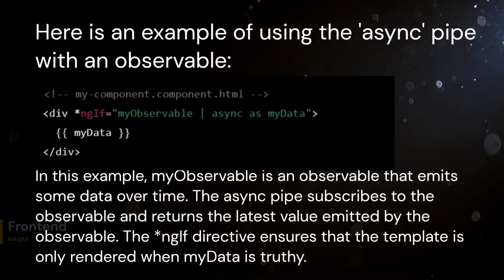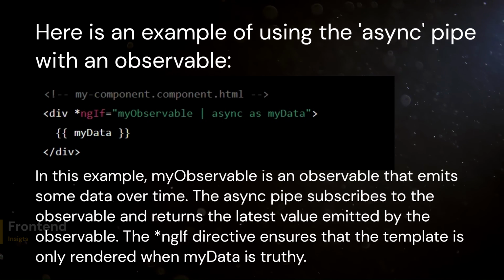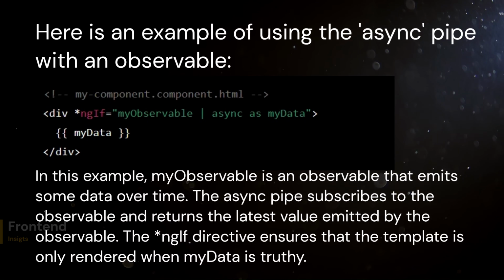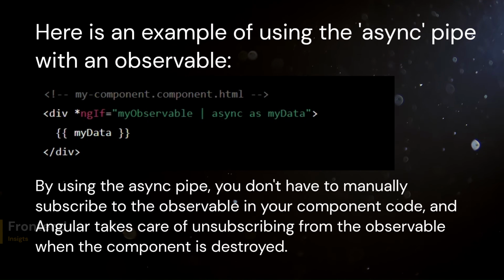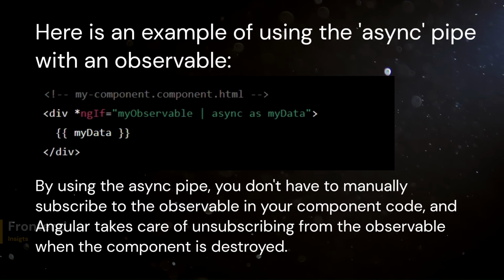Here is an example of using the async pipe with an observable. In this example, myObservable is an observable that emits some data over time. The async pipe subscribes to the observable and returns the latest value emitted by the observable. The *ngIf directive ensures that the template is only rendered when myData is truthy. By using the async pipe, you don't have to manually subscribe to the observable in your component code, and Angular takes care of unsubscribing from the observable when the component is destroyed.